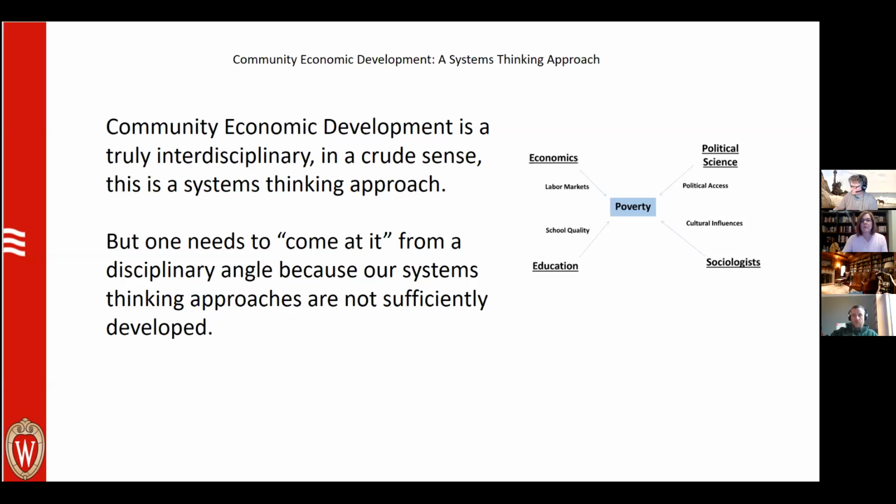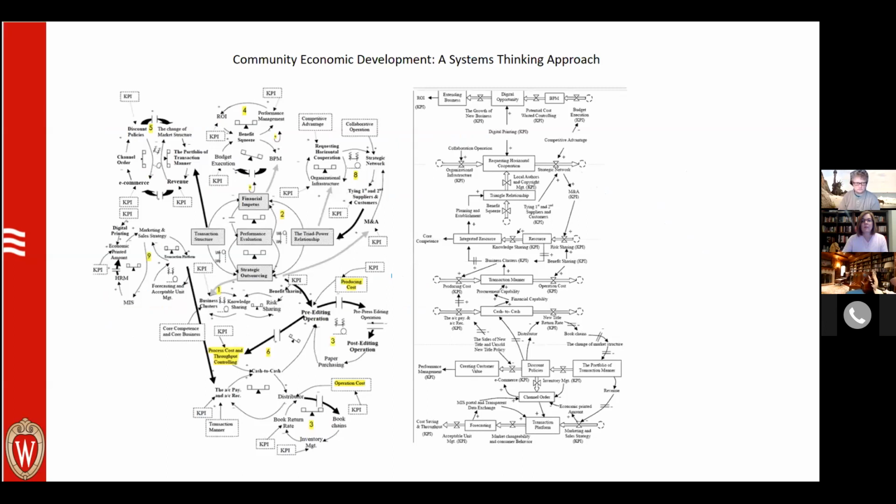No, they're all right. The problem though is that if you try to tackle poverty, you try to keep all these different perspectives in your head at once. Unless you're Einstein, you can't keep all these things in your head. You have to come at it from a particular disciplinary lens with the realization that these other things are in place. Okay. Now, here are some examples of systems thinking approaches that I found.